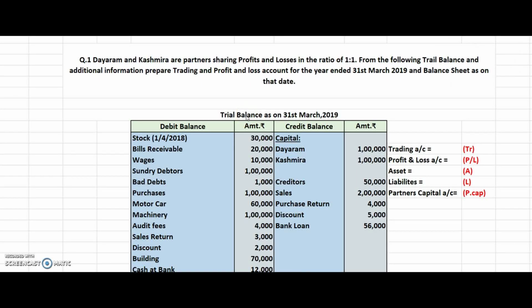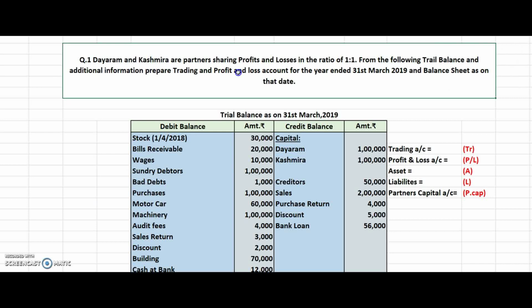Okay, this is our first question right in front of you. I'll very quickly read it so it's convenient for you to understand. Dayaram and Kashmira are partners sharing profit and losses in the ratio of 1:1. Please note, every question in final accounts will have minimum 2 persons as partners, and there will always be a profit sharing ratio. In this sum it is 1:1, which means half and half.